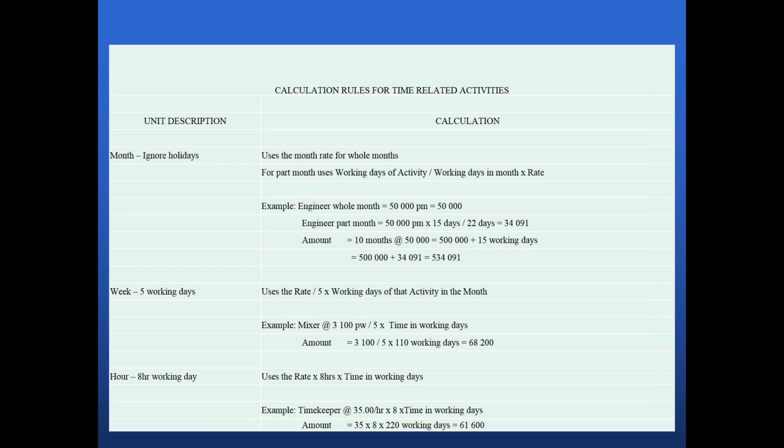And then finally, an hourly rate using an 8-hour working day will use the rate times the 8 hours times the time in working days. Example, a timekeeper earning 35 per hour times 8 hours times time in working days. The amount would be 35 times 8 times 220 working days for the duration of his contract, which is 61,600.